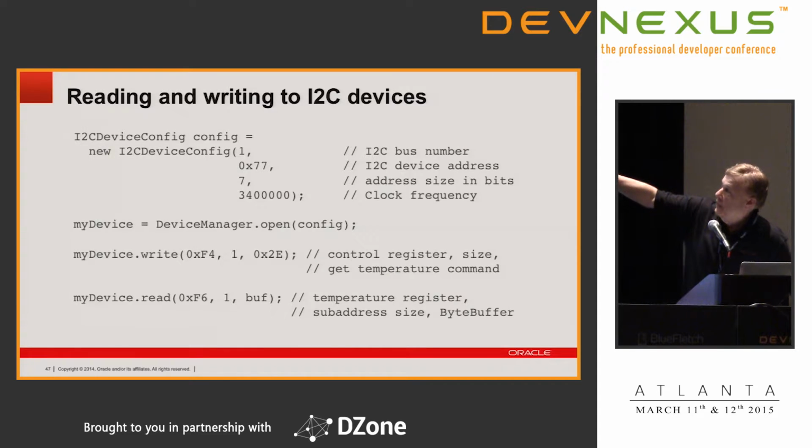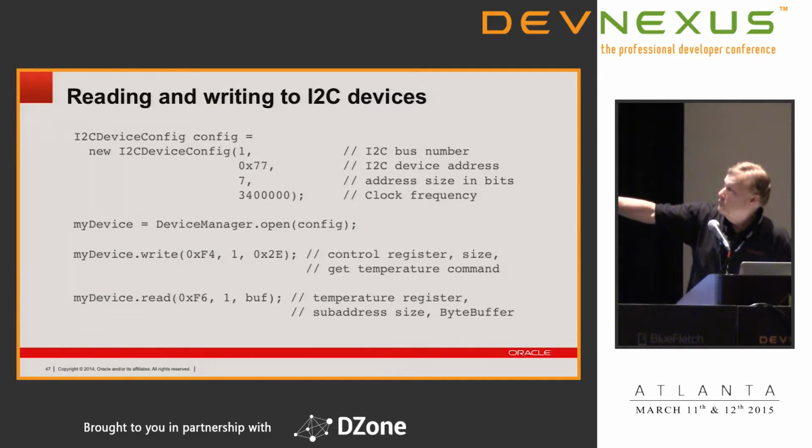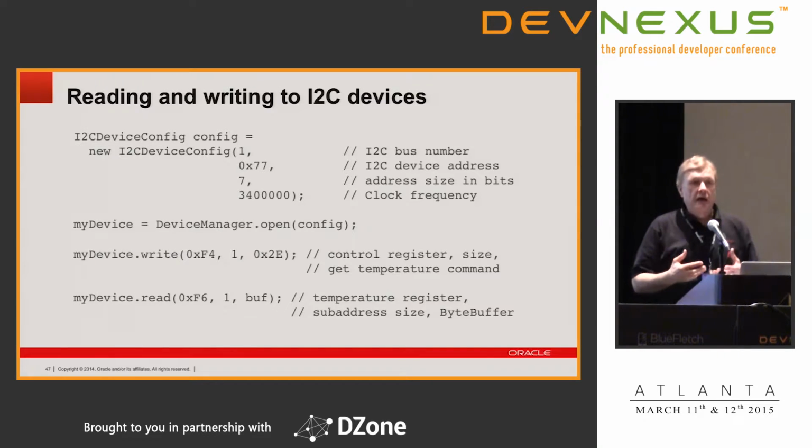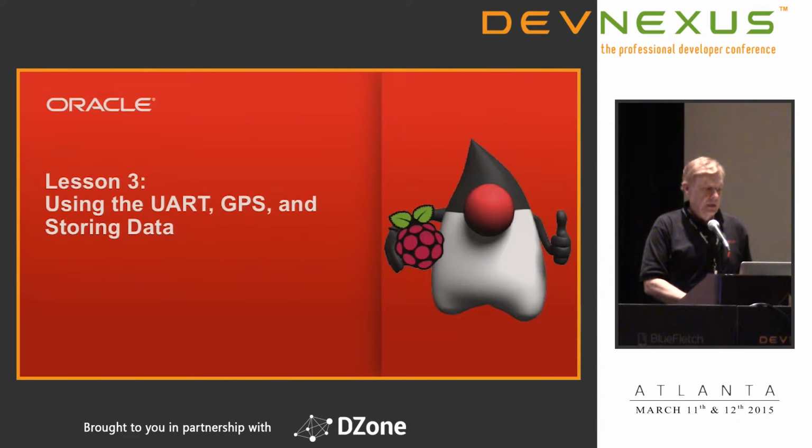Here we're setting up those values at the top, opening the device, and then writing to F4, that's the control register, it's 1 byte, and we're saying get the temperature, 2E means get the temperature. Then we're reading F6, that's the temperature register. We're reading 1 byte into the buffer, and after we've done that, we could look at what was read into the buffer and find out what temperature the device reported.